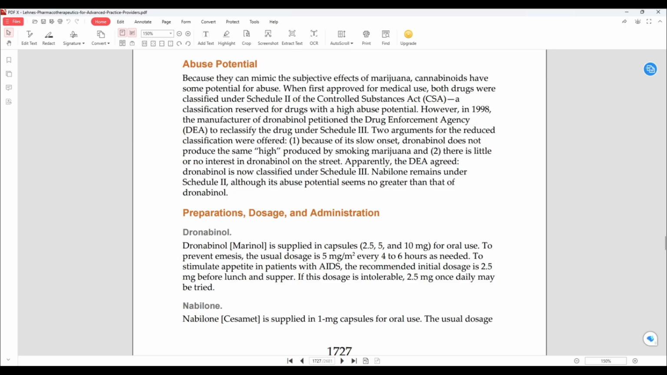and two, there is little to no interest in dronabinol on the street. Apparently, the DEA agreed. Dronabinol is now classified a Schedule III medication. Nabilone, however, remains under Schedule II, although its abuse potential seems no greater than that of dronabinol.